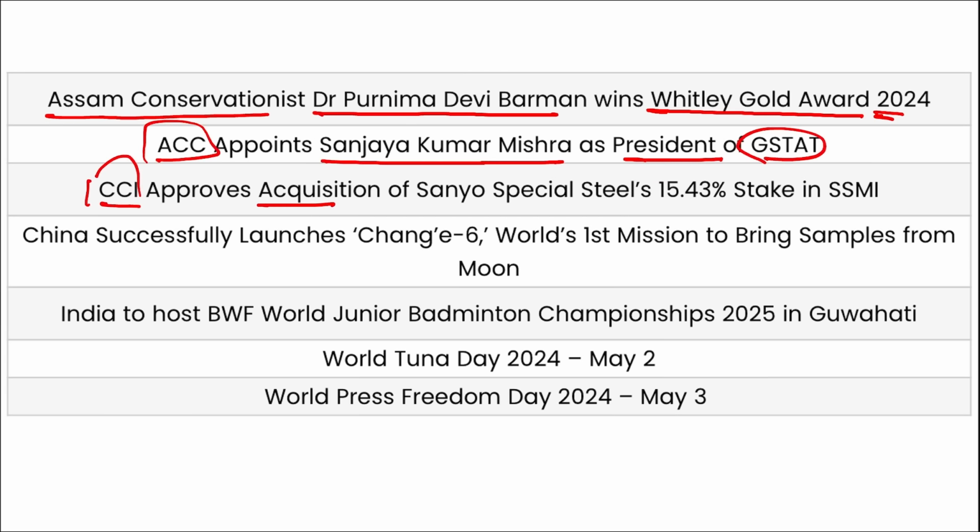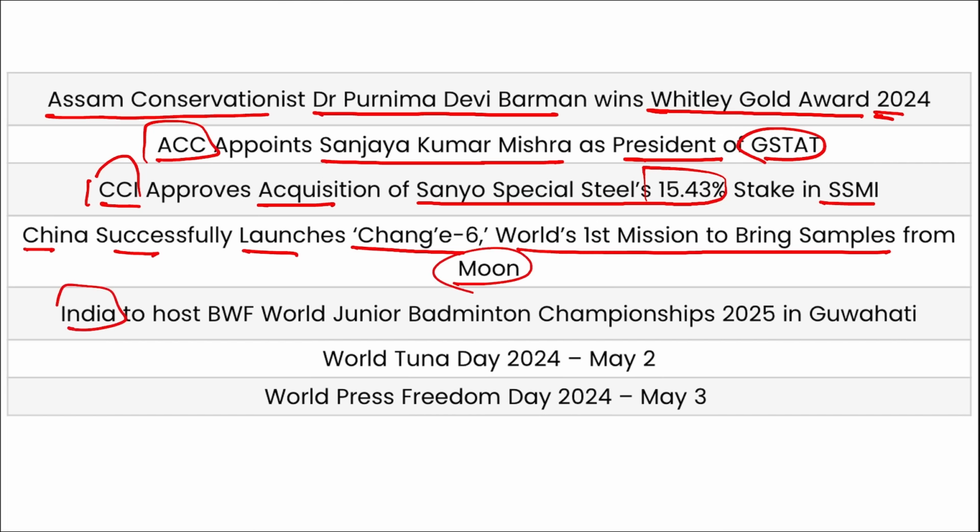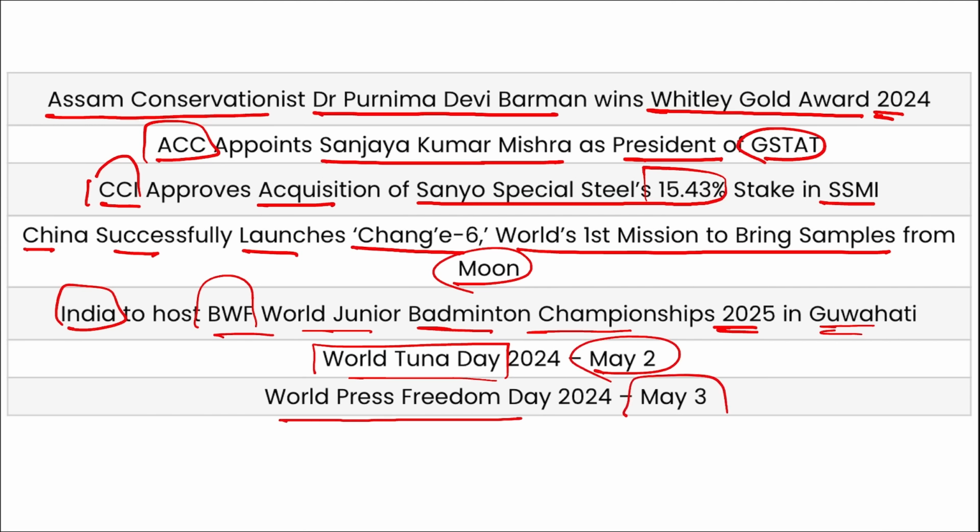CCI has approved the acquisition of Senio Special Steel's 15.43% stake in SSMI. China has successfully launched Chang'e 6, world's first mission to bring samples from Moon. India to host BWF World Junior Badminton Championship 2025 in Guwahati. World Tuna Day on May 2nd and World Press Freedom Day on 3rd May.